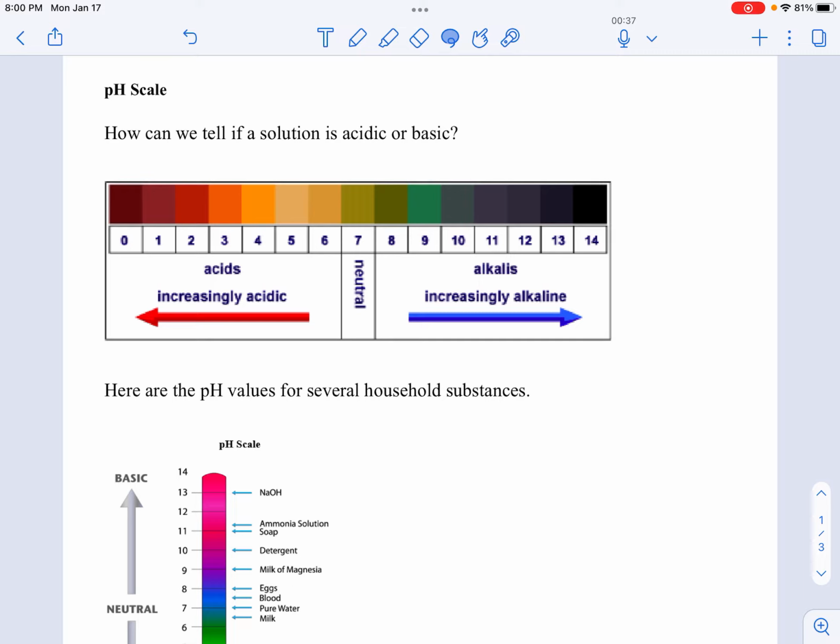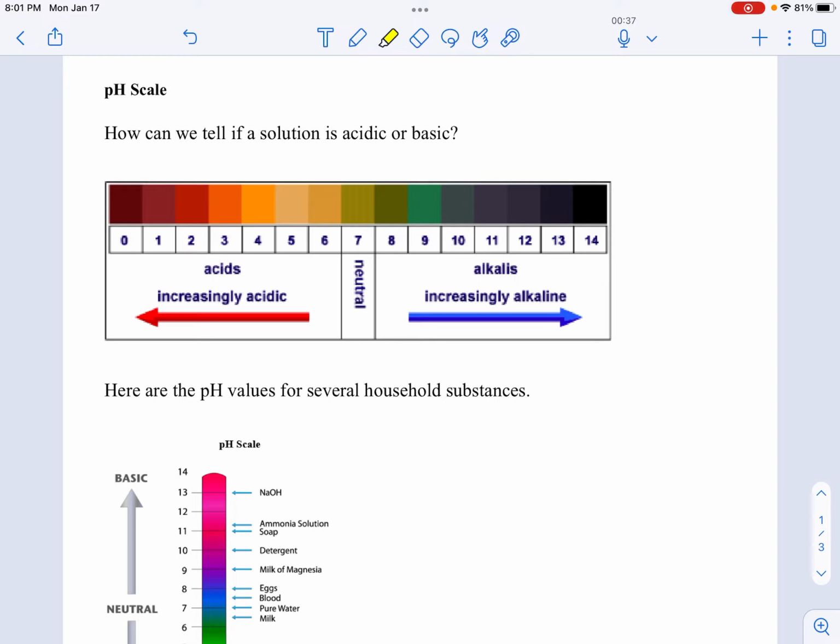We're going to talk about the pH scale today, and you've probably heard the term pH, but you might not know really what it means. The pH scale is used to tell whether a substance is acidic or basic. So, with that said, let's take a look at the pH scale in the first diagram here.